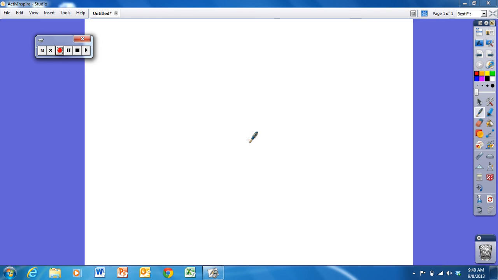Okay, we're going to talk about section P4. I changed my pencil so it's nice and skinny.